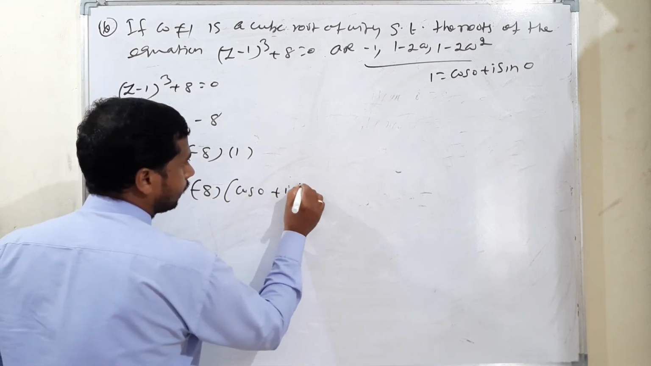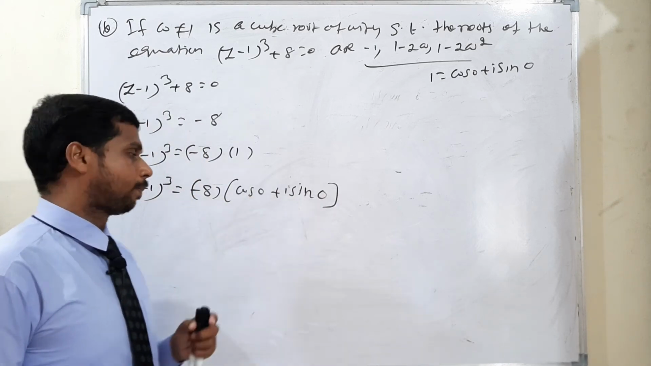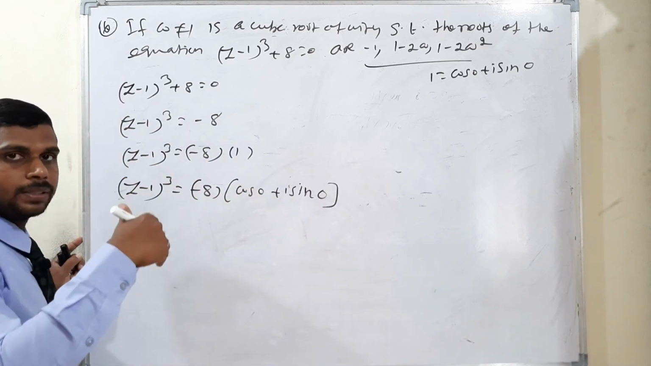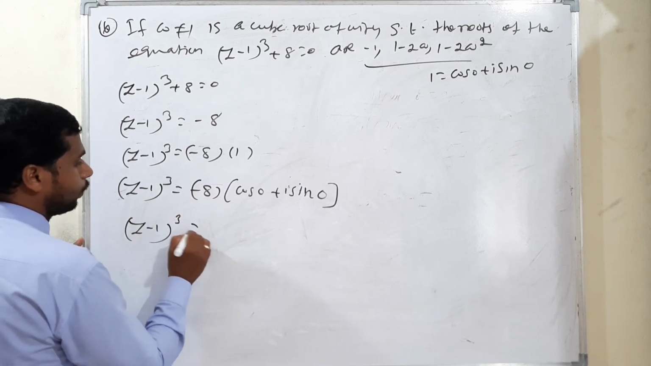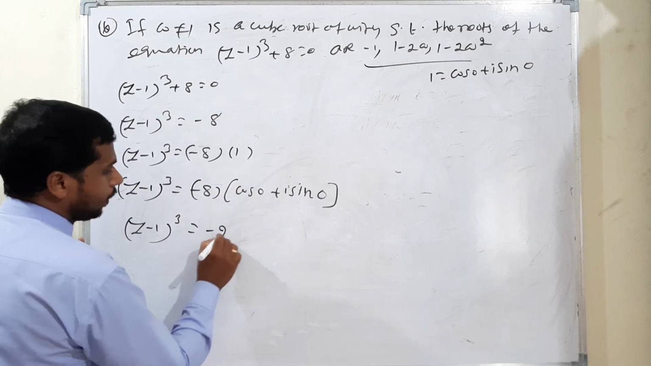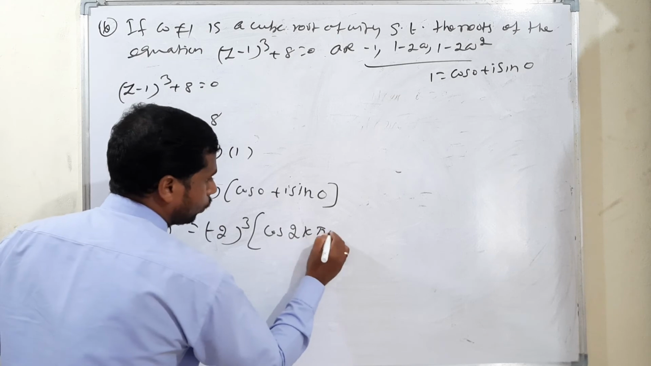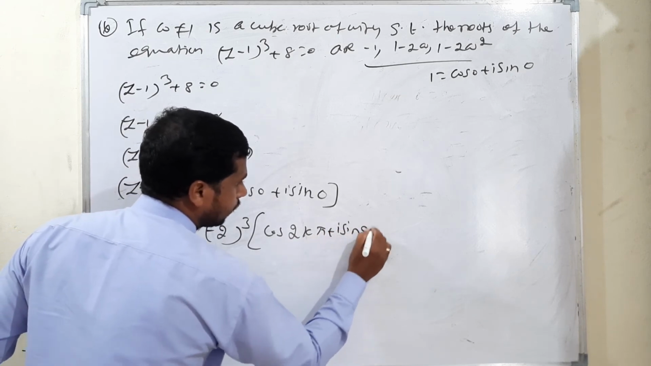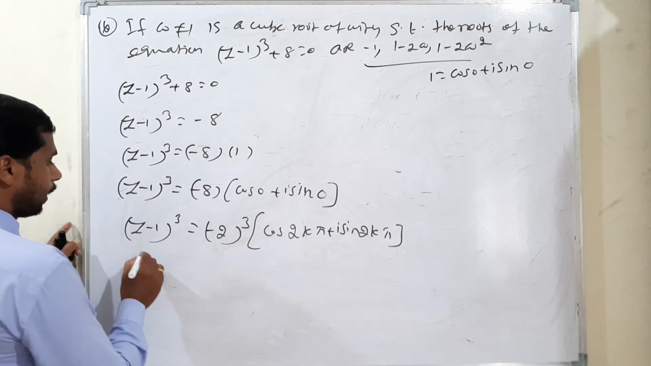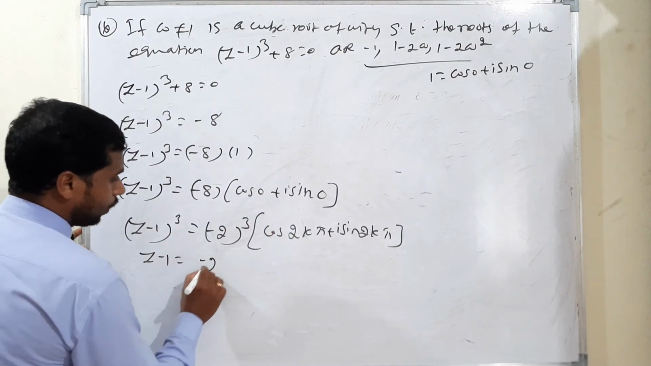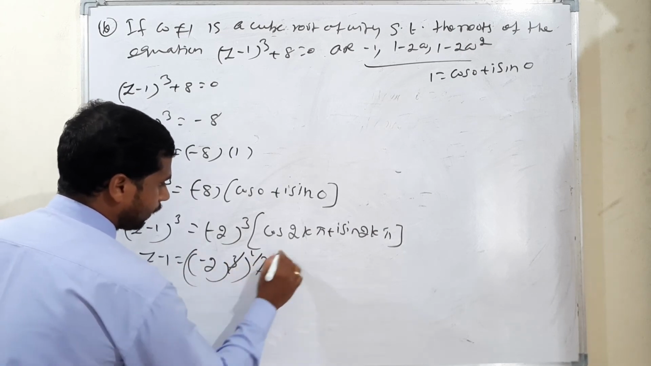So the general term of polar form means add 2k pi. Already 0 is there, so 2k pi plus 0 means only 2k pi will come. Therefore z minus 1 the whole cube. How to split the minus 8? Minus 2 the whole power cube. Then cos 2k pi plus i sin 2k pi. So now cube, bring it to the opposite side, means z minus 1 is equal to minus 2 the whole cube, the whole power of 1 by 3. So 3 cancel.